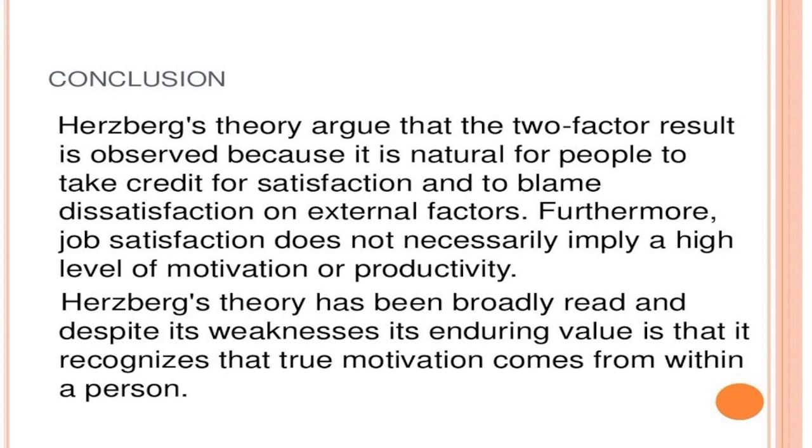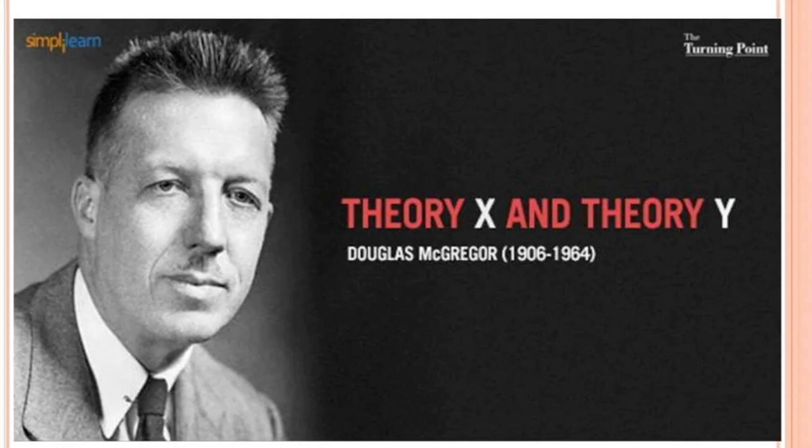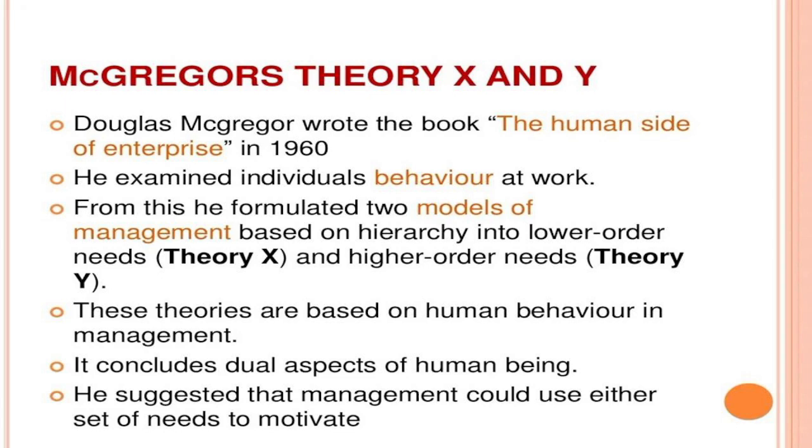Then coming to Theory X and Theory Y, given by McGregor. McGregor wrote a book, The Human Side of Enterprise, in the 60s. He examined individuals' behavior at work. Like Herzberg, who collected information from 203 engineers and accountants, he divided it into two models. One is lower order, that is Theory X, and higher order, Theory Y.